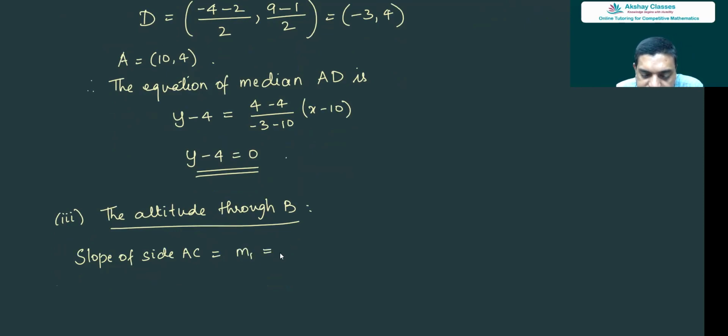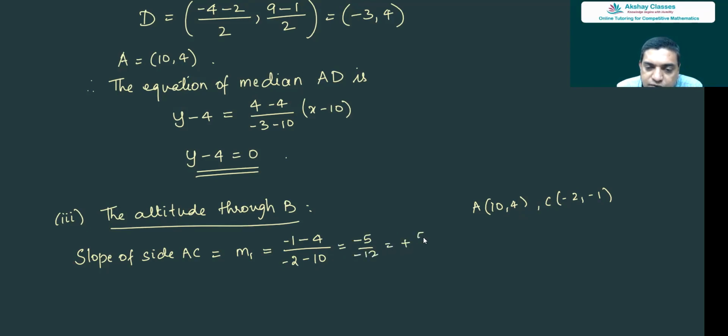Slope of side AC. So A is (10, 4) and C is (-2, -1). So slope of AC is y2 minus y1 by x2 minus x1. So we get -5 upon -12, that is +5 upon 12.